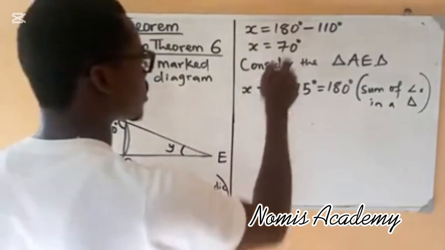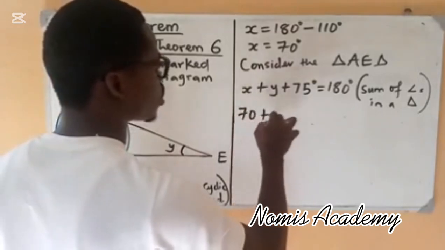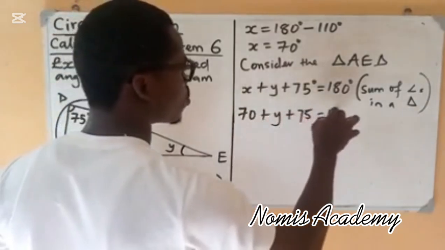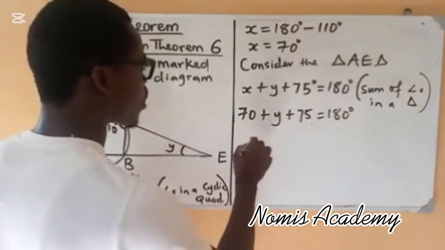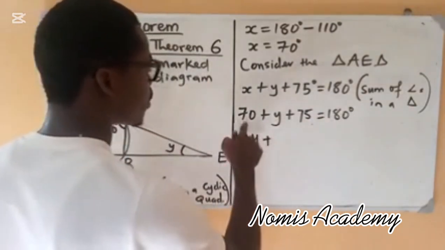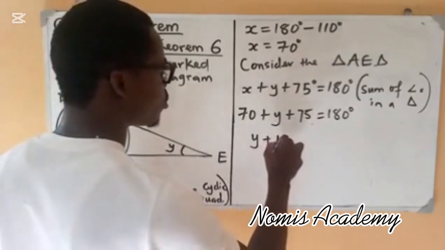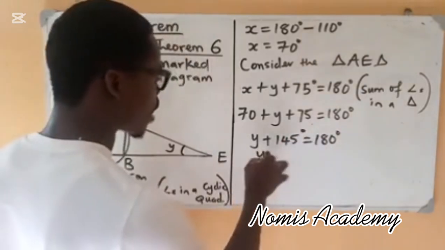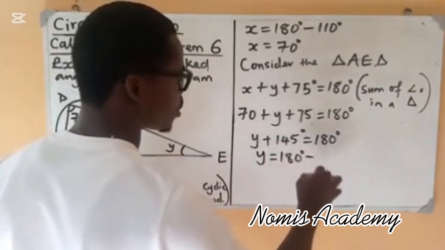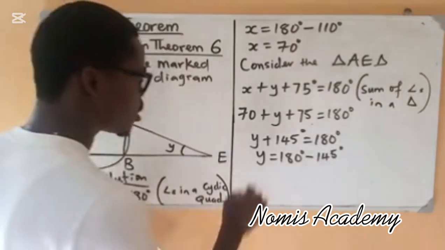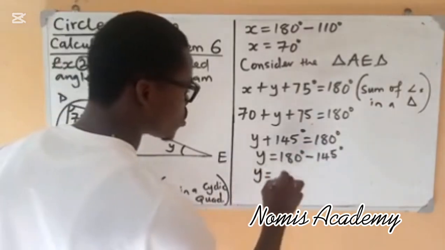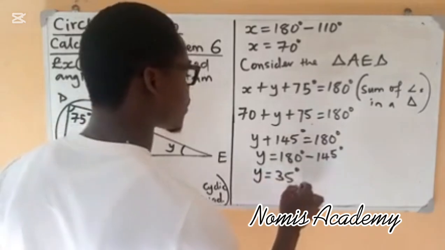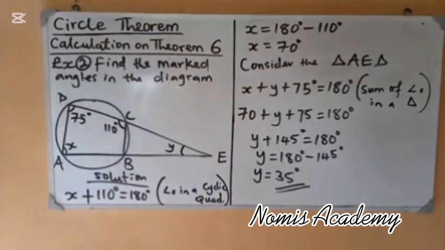Now we know what X is. X is 70. We have 70 plus Y plus 75 equal to 180 degrees. Now to find Y, 70 plus 75 is 145 degrees, equal to 180 degrees. So Y is equal to 180 degrees minus 145 degrees. So finally, Y is equal to 35 degrees. So X is 70 and Y is 35 degrees.